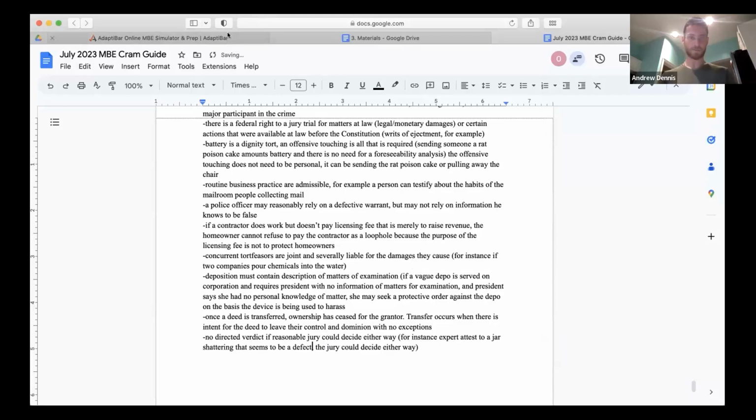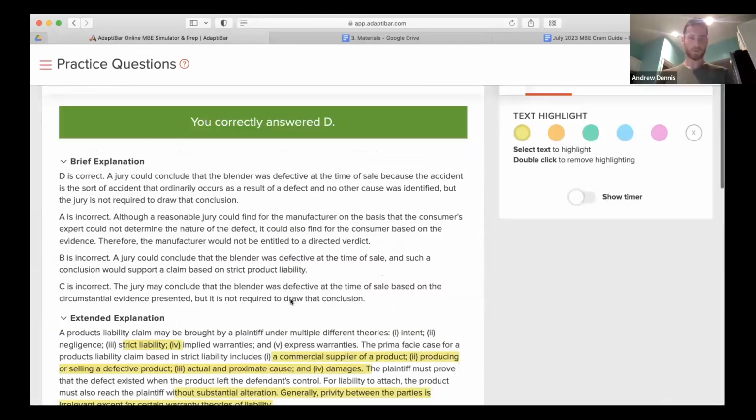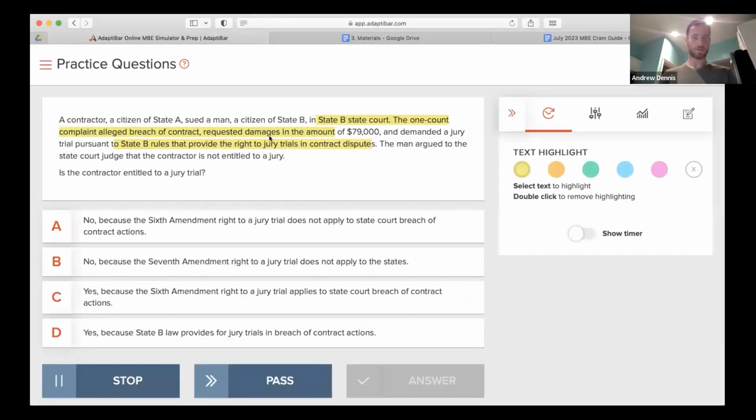All right, let's try this one. A citizen of state A sued a contractor, a citizen of state B, in state B state court. The one-count complaint alleged breach of contract, requesting damages in the amount of $79,000 and demanded a jury trial pursuant to state B rules that provide the right to jury trials in contract disputes. The contractor argued to the state court judge that the citizen is not entitled to a jury. Is the citizen entitled to a jury trial?